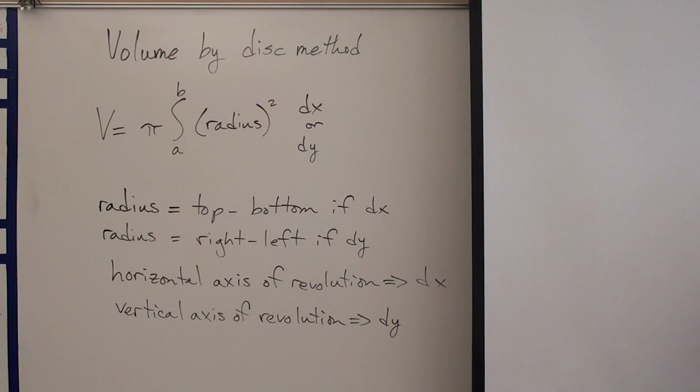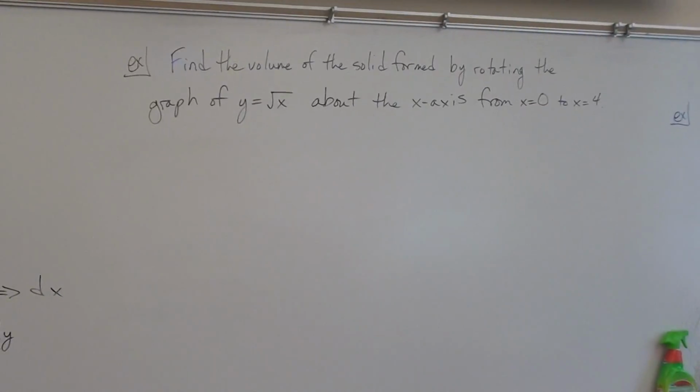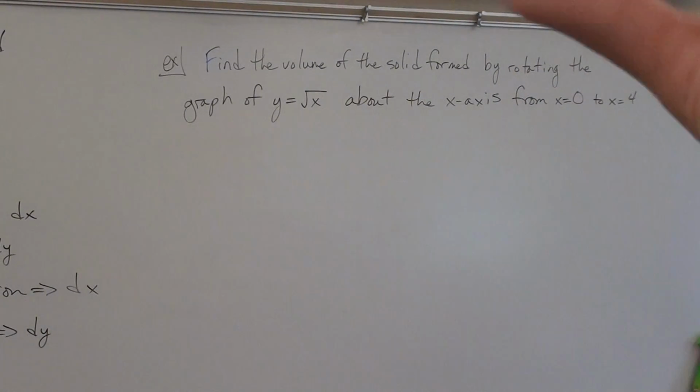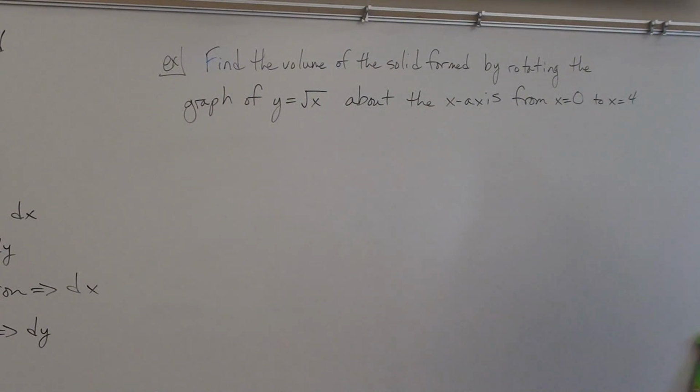All right, so let's get into our first example of the day, which is conveniently already written, so I don't have to write it twice. And you know what? I'm going to keep it up for the fifth so I don't have to write it a third time. All right, so find the volume of the solid formed by rotating. Sometimes they say revolving, sometimes they say rotating. You just have to go with it. Rotating the graph of y equals the square root of x about the x-axis from x equals 0 to x equals 4.